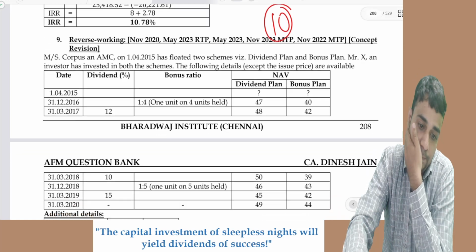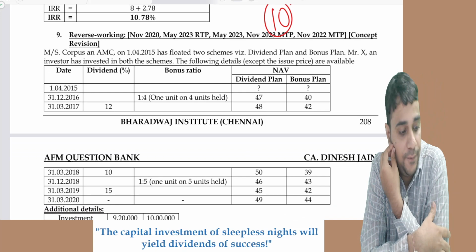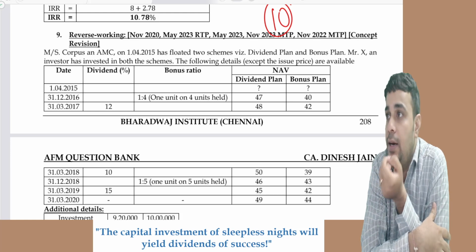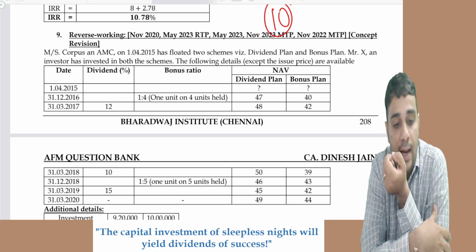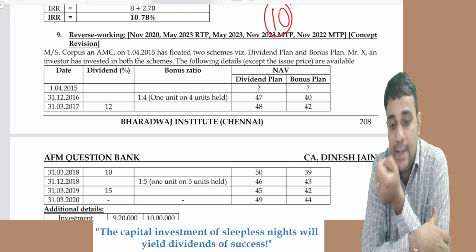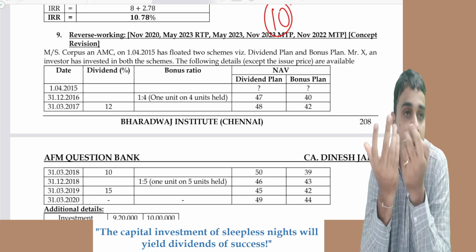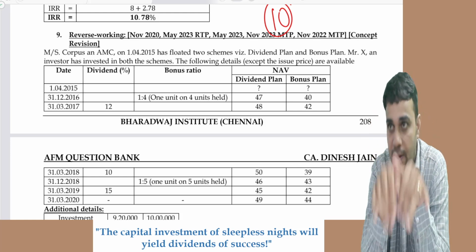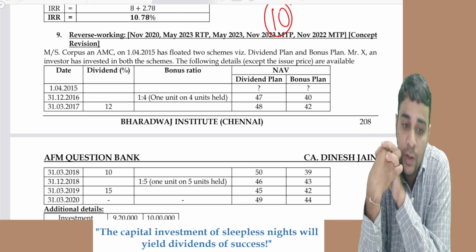Let's see question 9. Measures Corpus AMC on 1/4/2015 floated two schemes: dividend plan, meaning dividend reinvestment plan, and bonus plan. Mr. X, an investor, has invested in both the schemes. The following details are given except the issue price. I did not give you the issue price. One student asked, can I take it as 10 rupees? That is the face value. All that logic will not work here because they have asked you to calculate. You cannot just assume the issue price.